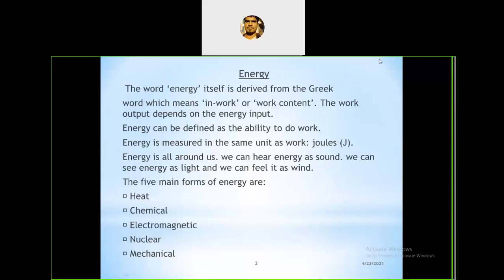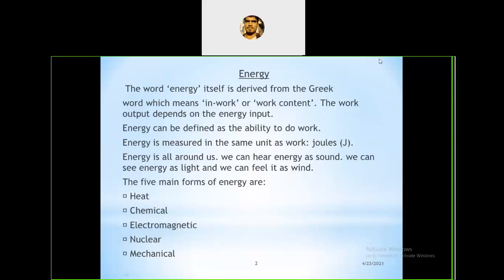First, where does the word energy come from? Energy is a word derived from breathe. This energy means in work, or work content.